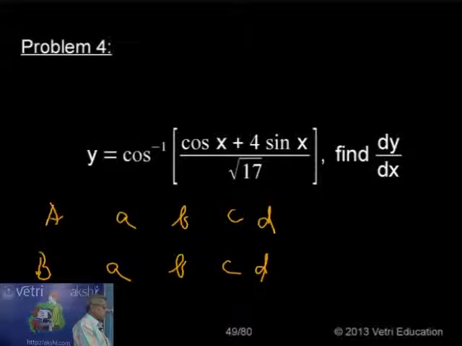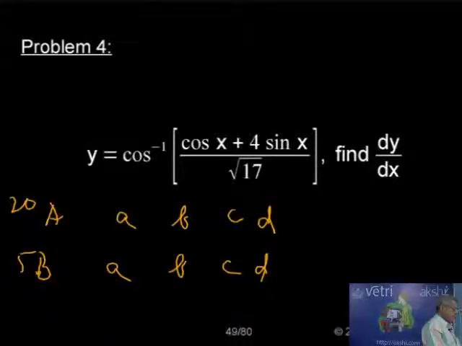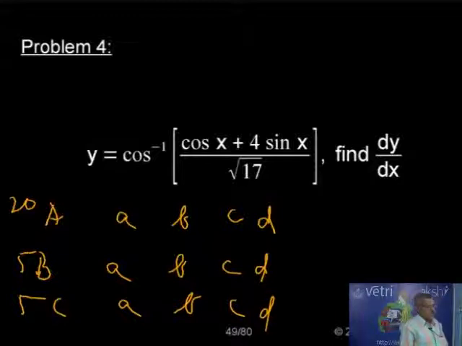Here, 20 questions will be asked in section A, 5 questions in section B, and the remaining 5 questions, section C, are all integer type. So only an integer answer. The answer will be 1, 2, 3, minus 1, minus 2, like that. Only an integer answer. If you get 1 by 2, you can delete that answer. So you can expect integer type answers in C.